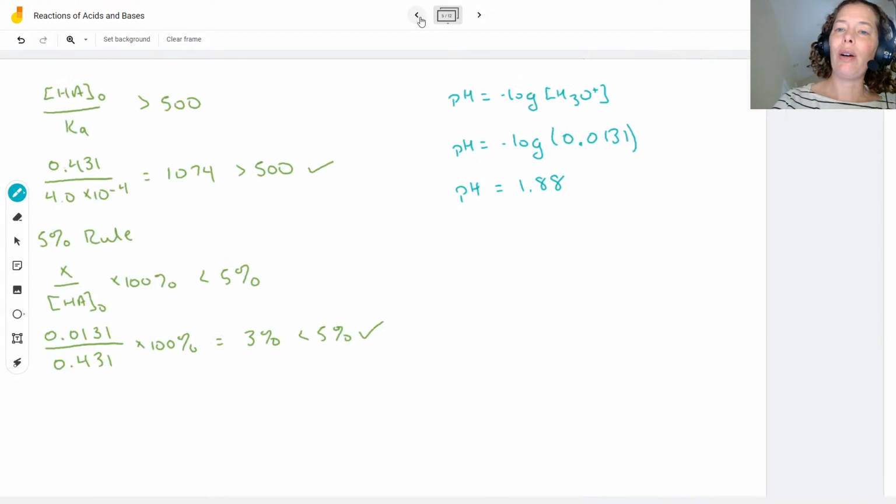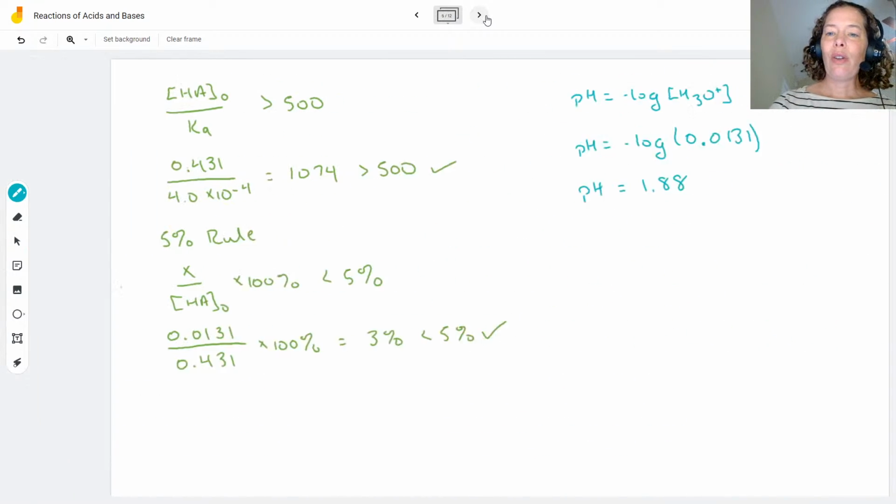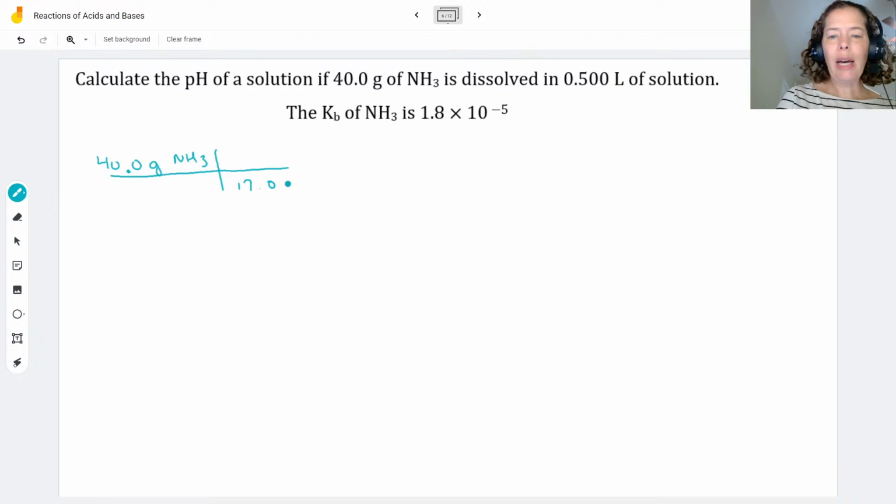So if you remember, hold on, I have to go back a couple spaces here. We did do the Kb for ammonia, and we've got concentrations of everything. So we need to get concentration first. So there's my acid, here's my base. Let's get concentration. So I have 40 grams of ammonia. Let's convert that into moles first. So the molar mass of ammonia, there it is, over 1 mole of ammonia.